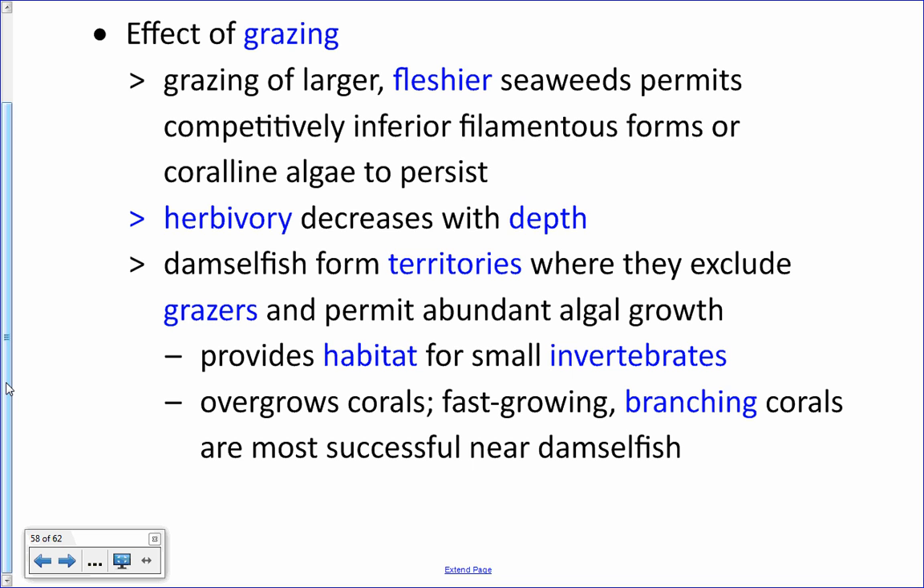So you get little spots of algae, and that actually serves as a little microhabitat for other things to live in. And because you get those patches of algae, and algae grows faster than coral, you actually find branching corals closer to these patches of algae made by damselfish than massive corals. So, all quite complex as to what grows where and why. Lots of different factors playing in.